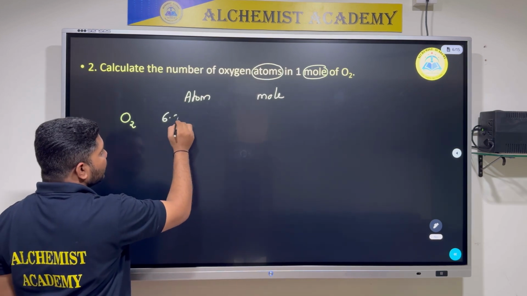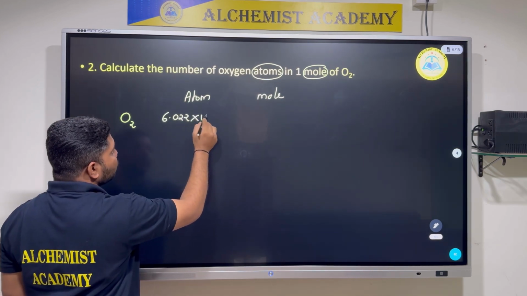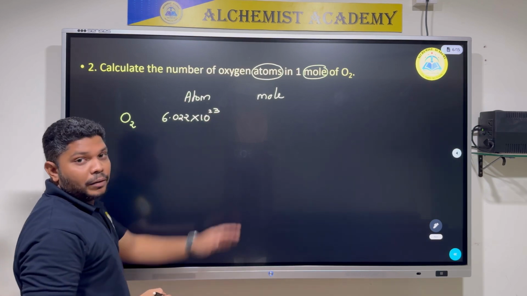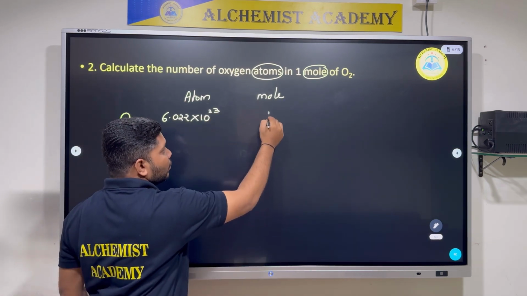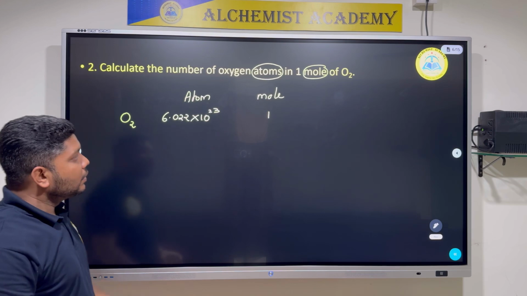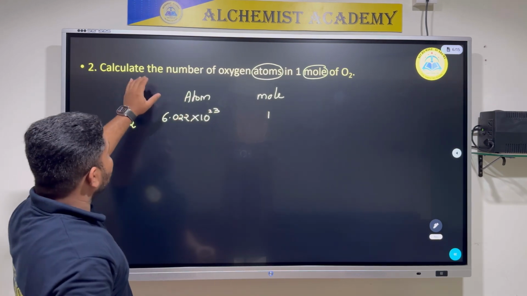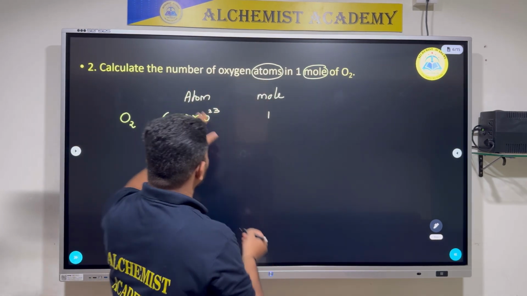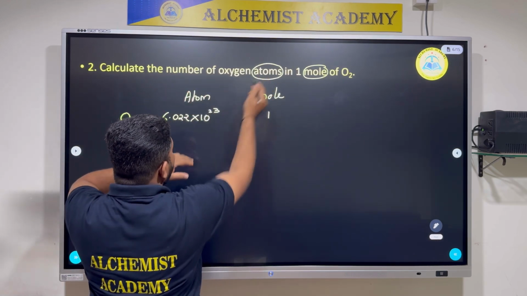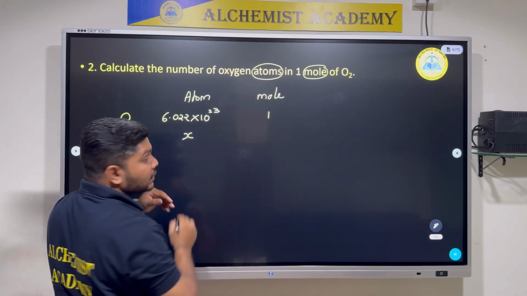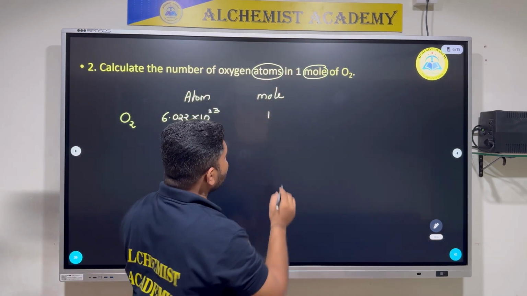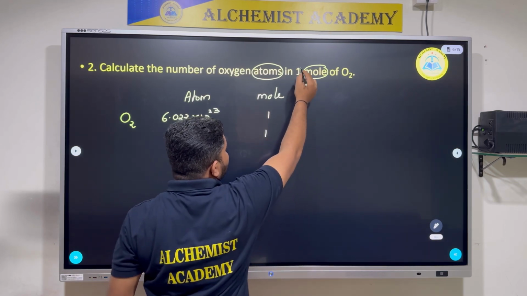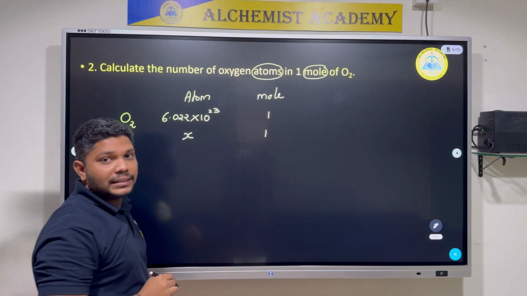You can correlate the standard here. Atoms means standard is what? 6.022 into 10 raised to 23. And mole, what is the standard? Always 1 is the standard. Now we will go with the problem. Calculate the number of oxygen atoms. What they are telling? Calculate the atoms. So atom side I will put a x. Whereas they have given you the mole. How much mole is given? Here it is 1 mole is given. So I will write it as it is.